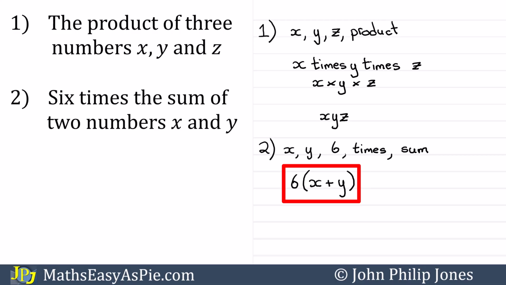6 lots of the addition of x plus y. In other words, the sum of x and y. 6 lots of the sum of x and y. Now there is no multiplication sign here, but it implies that if the 6 is in this position and there's no sign here, then the 6 is multiplying the entire content of the brackets, which is the sum of x and y. We have 6 lots of x and y, or 6 times the sum of x and y.